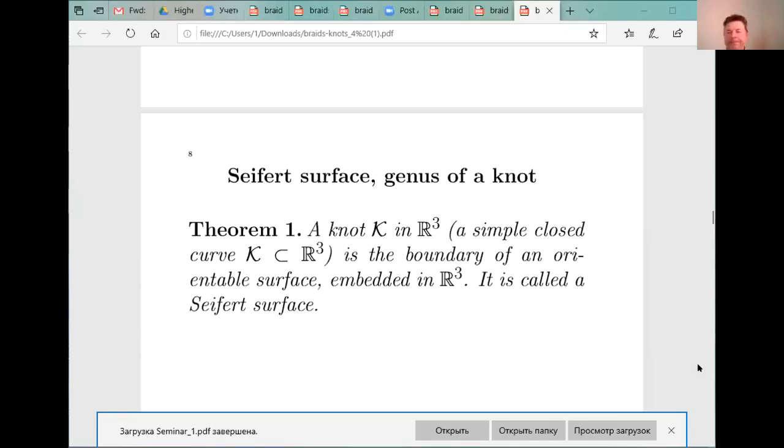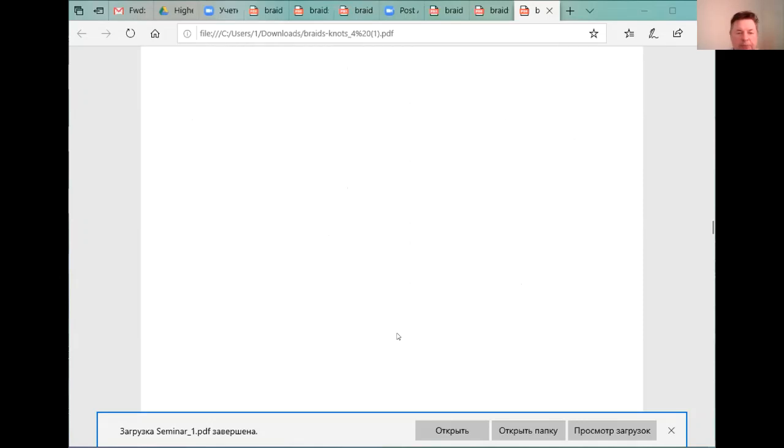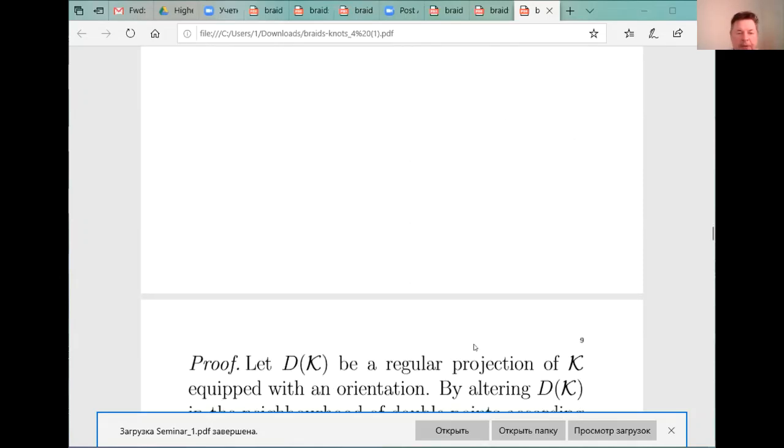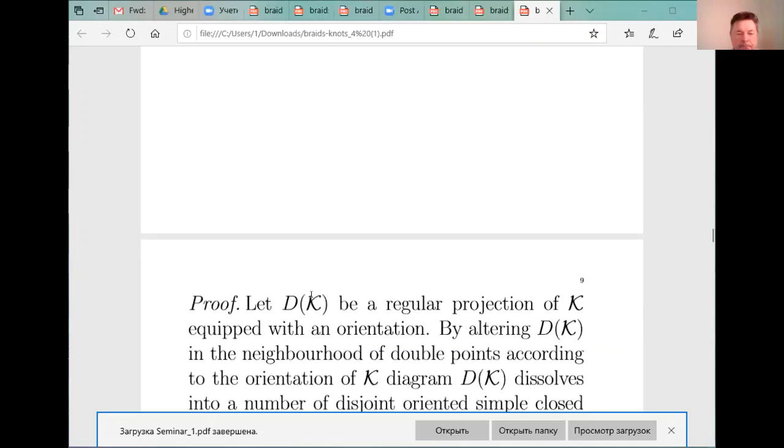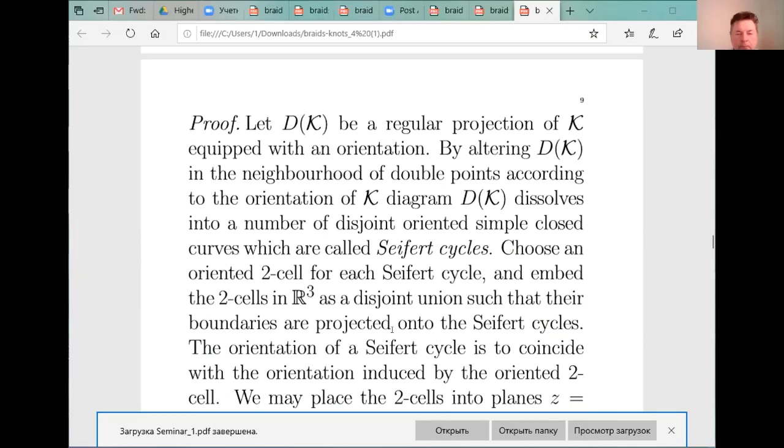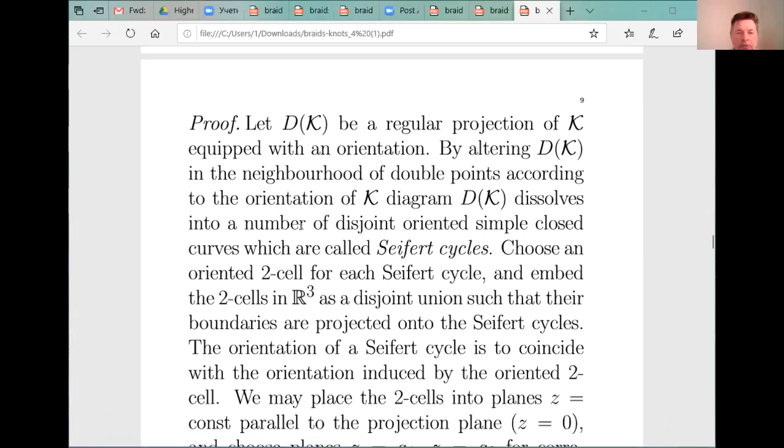Are you with me? Yes. Raphael? Yes, yes. Okay. So we start with our building of the diagram. So this is as you remember.